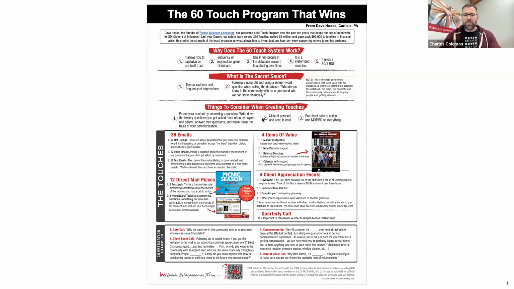It says 1 in 10 people in your database convert to a closing over time. And this is the thing. This is why the database is important, guys. I want you to look at the database that you're using, your CRM, and I want you to compare it against your phone, right? And this is a fun exercise. So go into your contacts. So if you're an Apple user, you're going to go into your contacts, and you're going to hit the # at the very bottom. And for my millennials on the phone, it's the hashtag. Click on the hashtag sign.